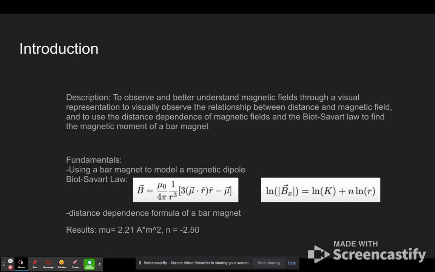We'll be using a bar magnet to model a magnetic dipole. We are using the Biot-Savart law as displayed by the equations on the screen. Another key concept is the distance dependence formula of a bar magnet. The results we got from this experiment are mu equals 2.21 amperes times meters squared, and n equals negative 2.5, which is the slope.